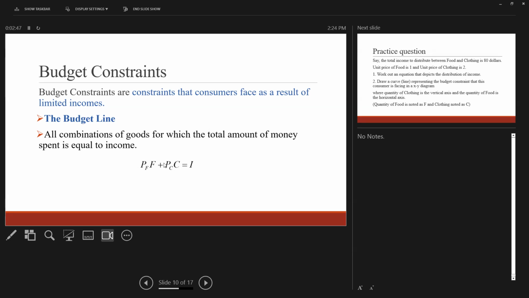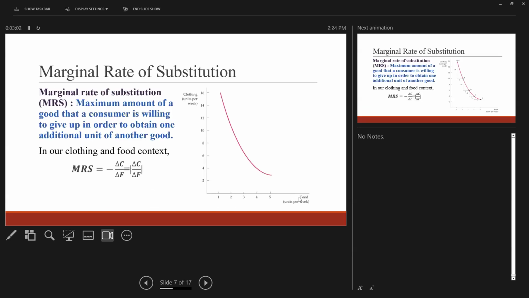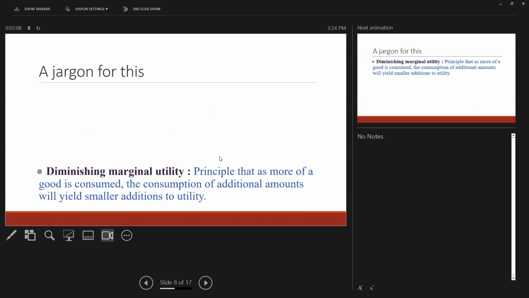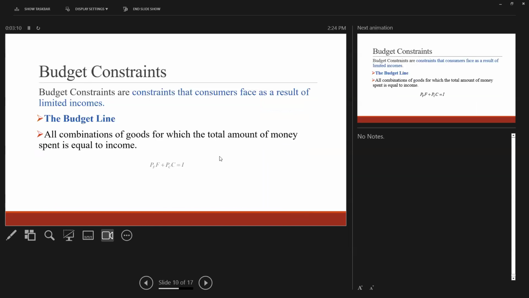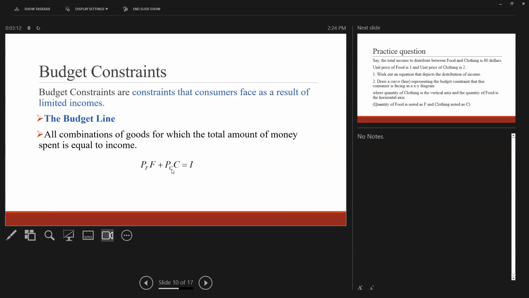And then let's look at these two parts on the left-hand side of this equation. Here are several definitions. The first one, PF, is the unit price of food. F stands for the quantity of food, here in units per week. And the other part is the price of clothing multiplied by the quantity of clothing.